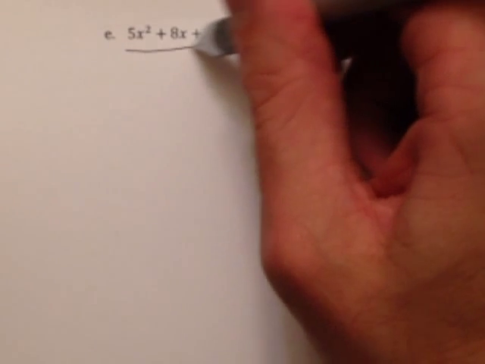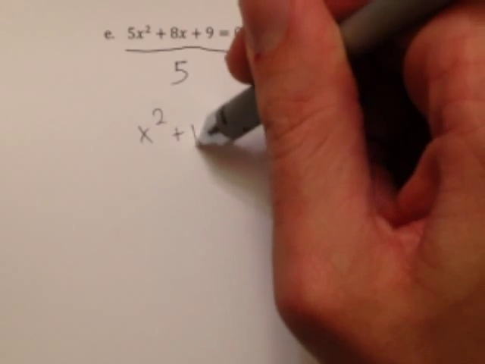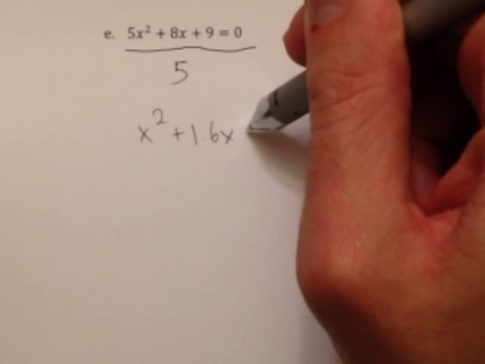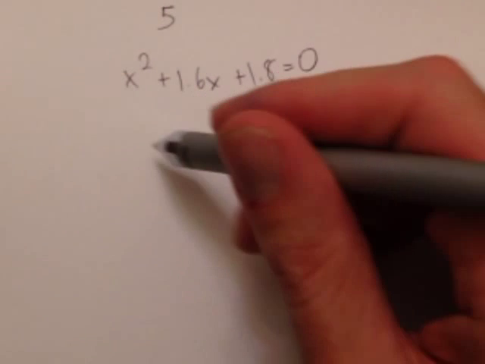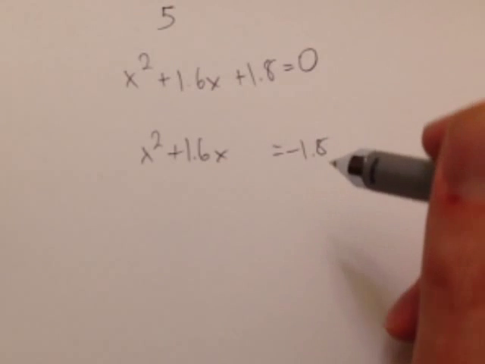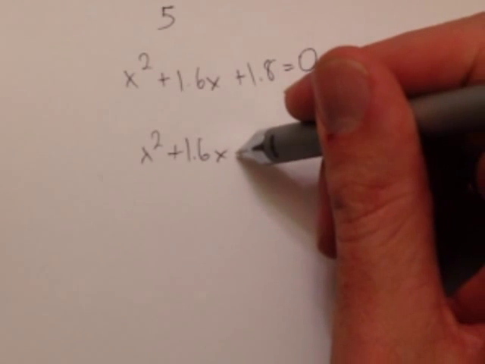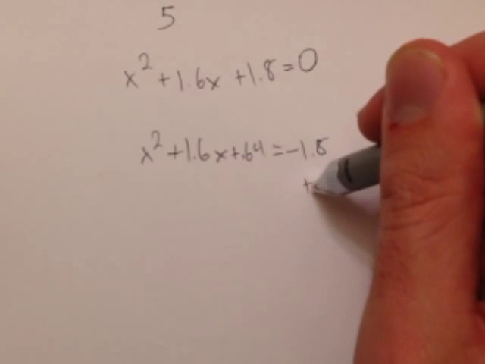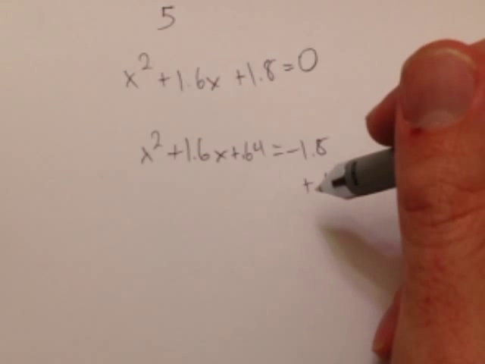All right, start by dividing everything by 5. We get x squared plus 1.6x plus 1.8 equals 0. Subtract 1.8 from both sides. 0.8s are what will make 1.6. If we square 0.8, we get 0.64. Add 0.64. We are about to have a problem, ladies and gentlemen. We are about to have a rather large problem.